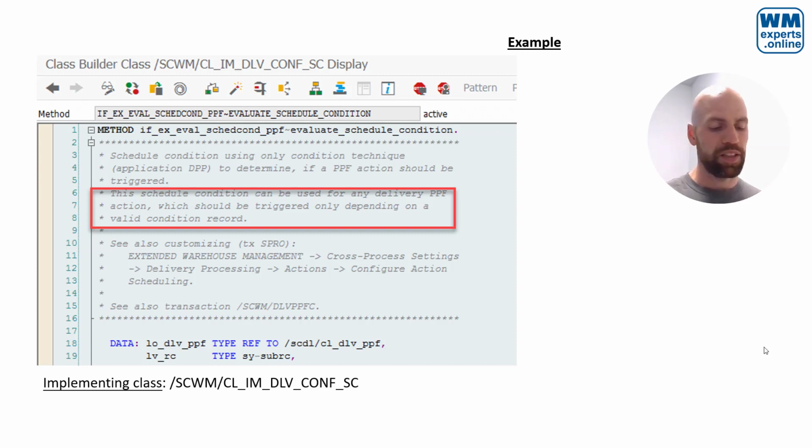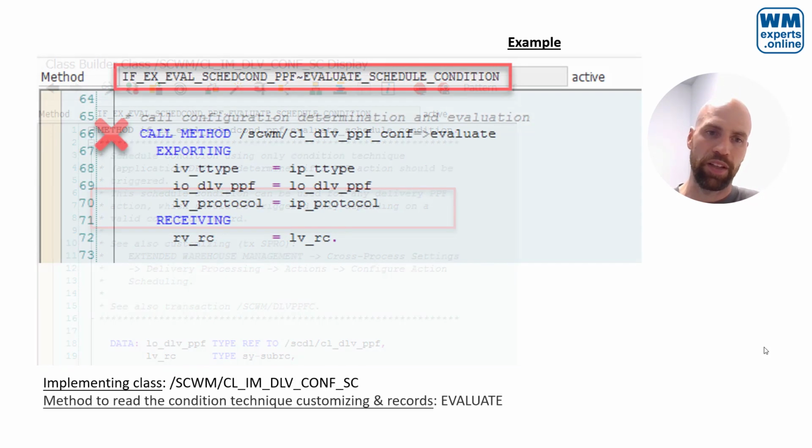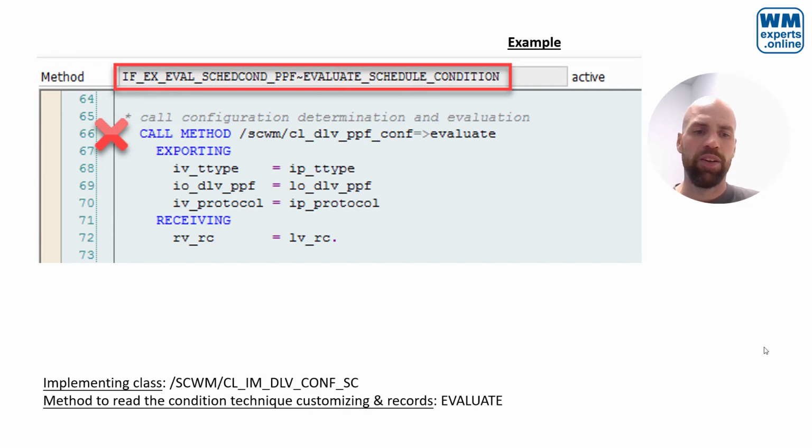And to make the decision whether an action should be scheduled or not, this method is evaluating the condition records. And here we are at the actual core of this video. So how does EWM make use of condition records in the context of scheduling or starting a condition? The whole magic, first of all reading the condition technique customizing, and then reading the condition records, is all happening in the evaluate method of this class that I just mentioned, CL_DLV_PPF_CONF.